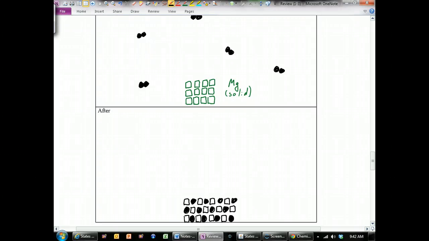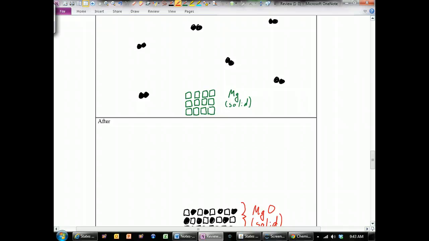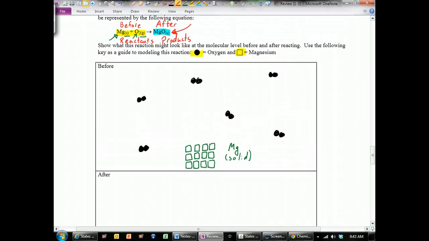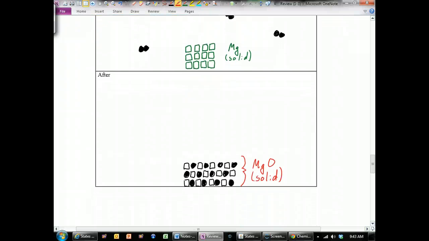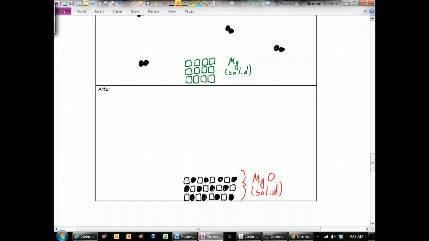And symbolically, this, what I drew, is a solid, MgO. So these represent the before of this reaction, and after the oxygens have combined with the magnesium, we get the afterwards.